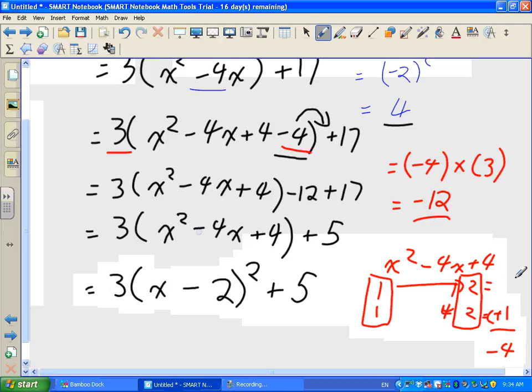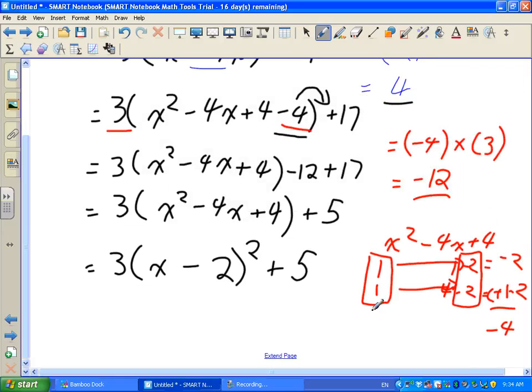1 times 2 is 2. 1 times 2 is 2. And to become negative 4, they both have to be negative. So both of those will be negative. When I go to write this at the end, my first terms are going to be an x and an x. My last terms, and because they're the exact same, it doesn't matter which bracket I write them in, are both going to be negative 2.